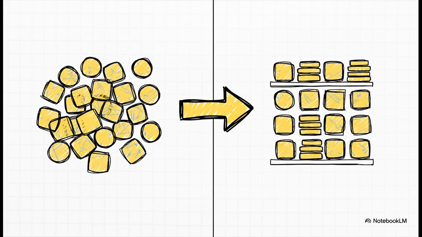The unsung hero of all high-performance software is the data structure. Seriously, it's the skeleton, the framework that holds all your data. And picking the right one is literally the difference between an app that flies and one that just flops.